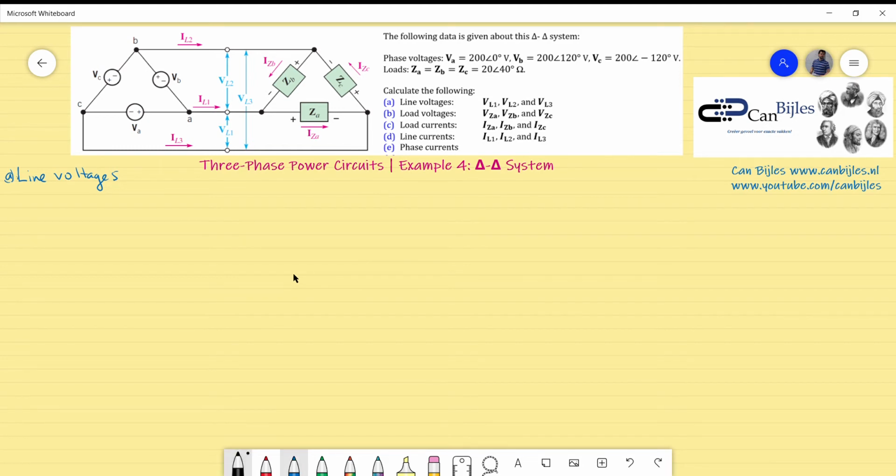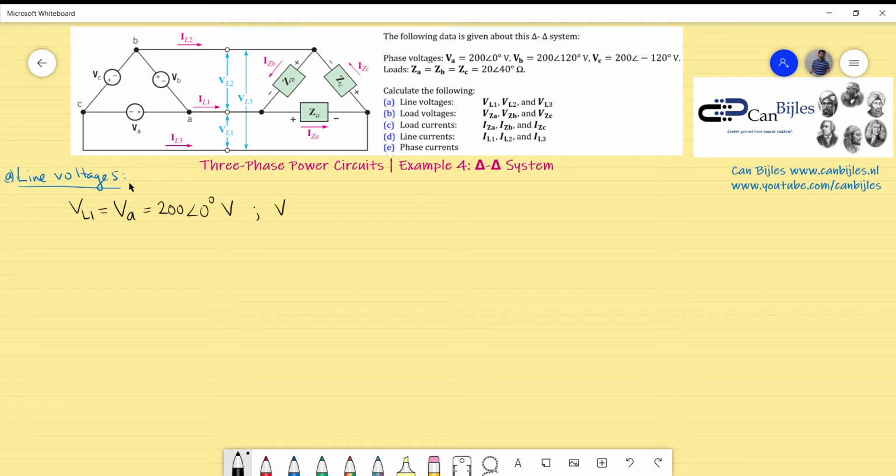Looking at the circuit, VL1 is this one, from point A to point C. What we always did was turn in the clockwise direction, so that's now actually our sequence. As you can see, from point A to point C, that's VL1, but that is exactly the same as VA. And VA is given. So again, this is not so difficult. It's actually 200 with a phase of 0 degrees.